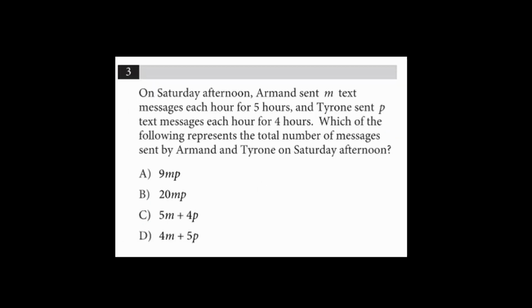Number 3, you want to move methodically and read this methodically and find that Armin sent M text messages each hour for 5 hours and Tyrone sent P for 4 hours. We want the total, so we can exclude A and B because it's never going to be multiplied, it's going to be added. Then you can quickly note that Armin sent M in 5 hours, so 5M, it has to be C. It can never be D, 4M.